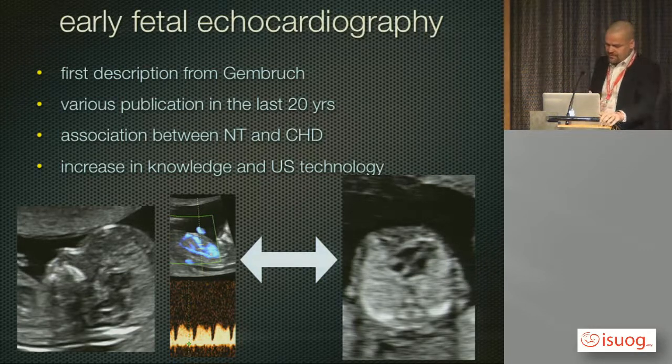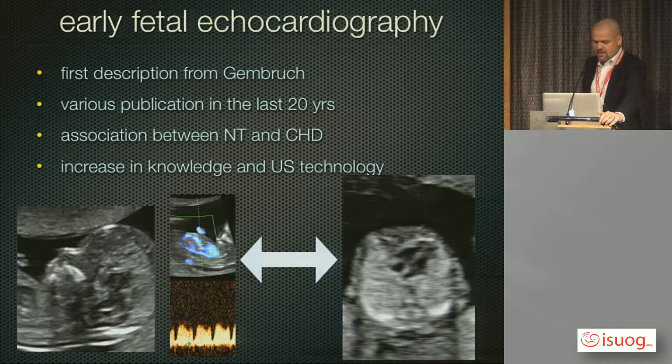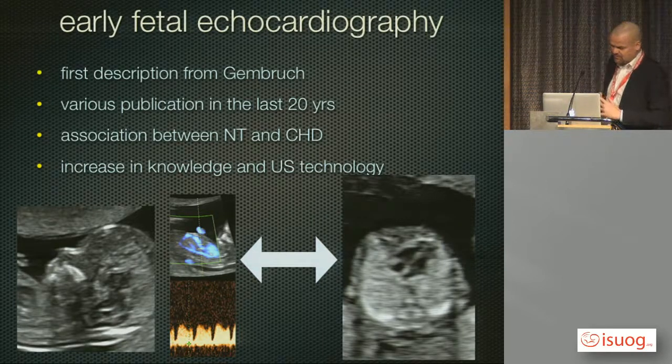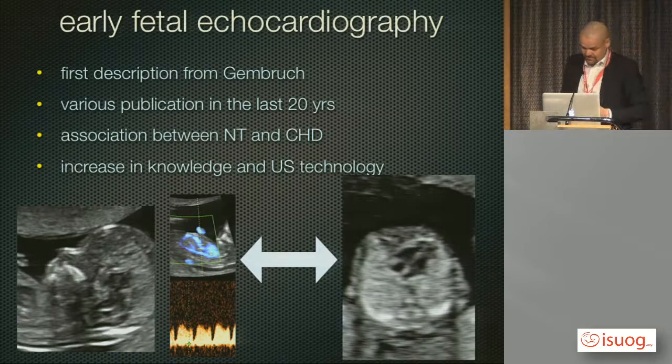We know there is an association between nuchal translucency and congenital heart defects. It is not so strong as expected, but we have an increase in knowledge and in ultrasound technology. On the other hand, there's a big anxiety, which is not understandable, because in my mind it is much more difficult to measure things like the nasal bone or ductus venosus in the first trimester than to examine the fetal heart, because the heart is much bigger than these structures.